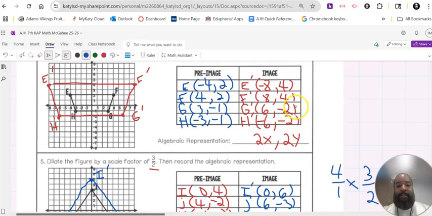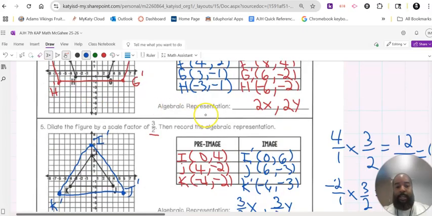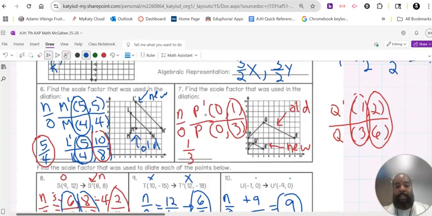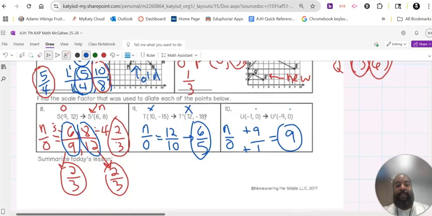When in doubt, draw a table like this table here where you have your pre-image and image, or new over original. Draw a table so you can see visually what's going on, and then last but not least, always simplify.